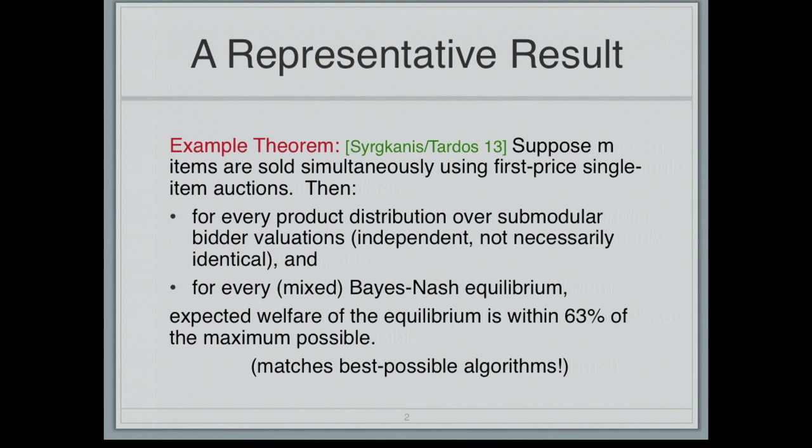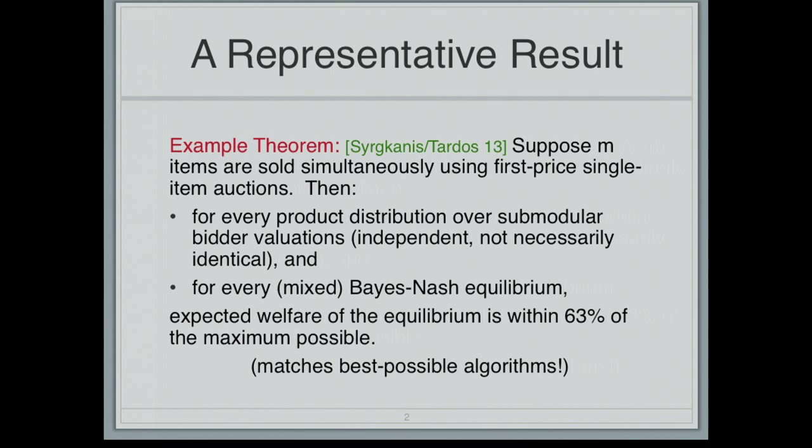The state of the art for that problem is essentially 63%, and it's not easy to design algorithms which meet the 63% guarantee. So despite the fact that on the design side one has done almost nothing, one nevertheless can prove that the equilibria are achieving performance comparable to state-of-the-art efficient algorithms. So 63% for approximating this optimization problem is pretty impressive.